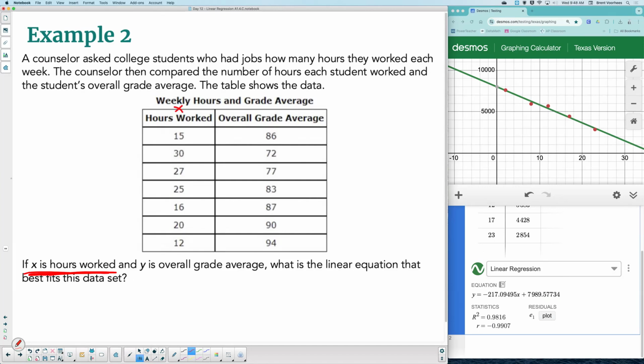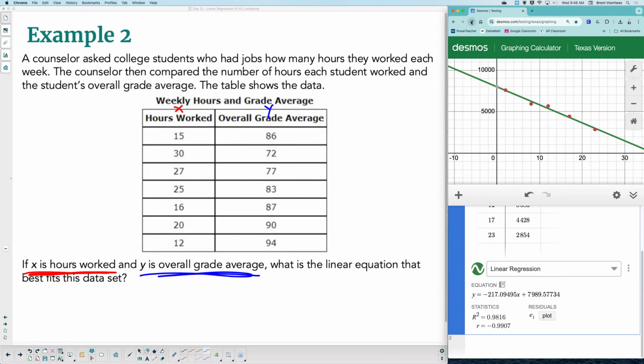I'm going to put an X on top of that column. You should do that first. It's going to be very important for when we make predictions at the end of the lesson. And Y is your overall grade average. I'll put Y there. What is a linear equation? No, you can put it just the way it is. You do not have to put it in order.